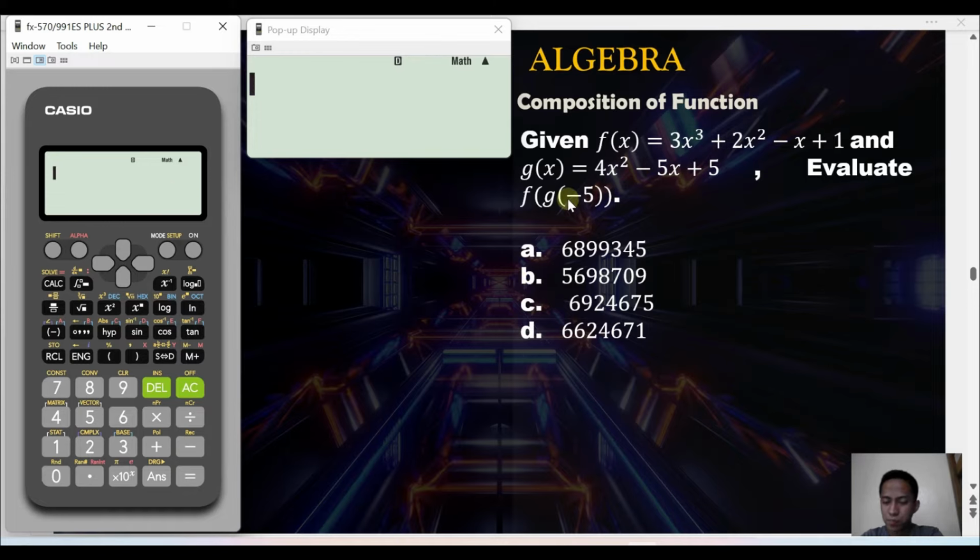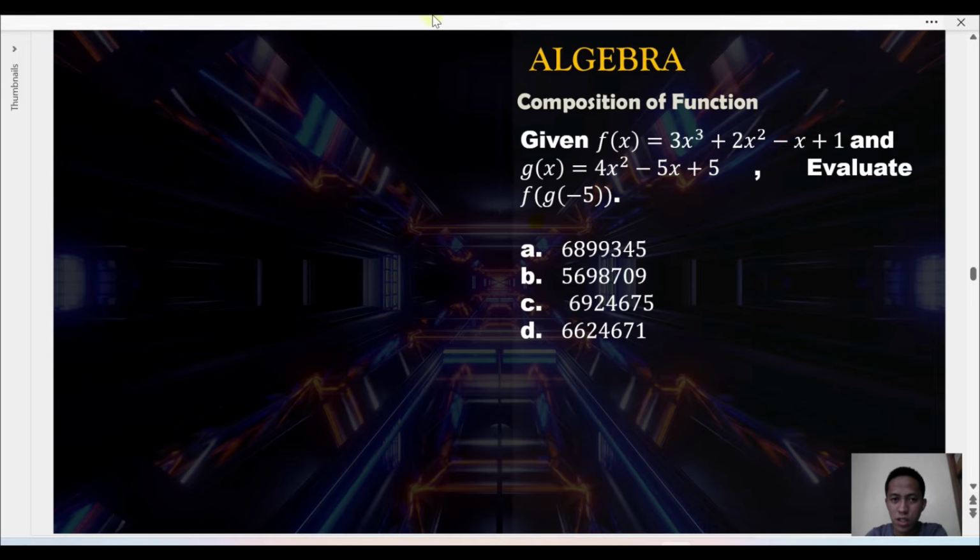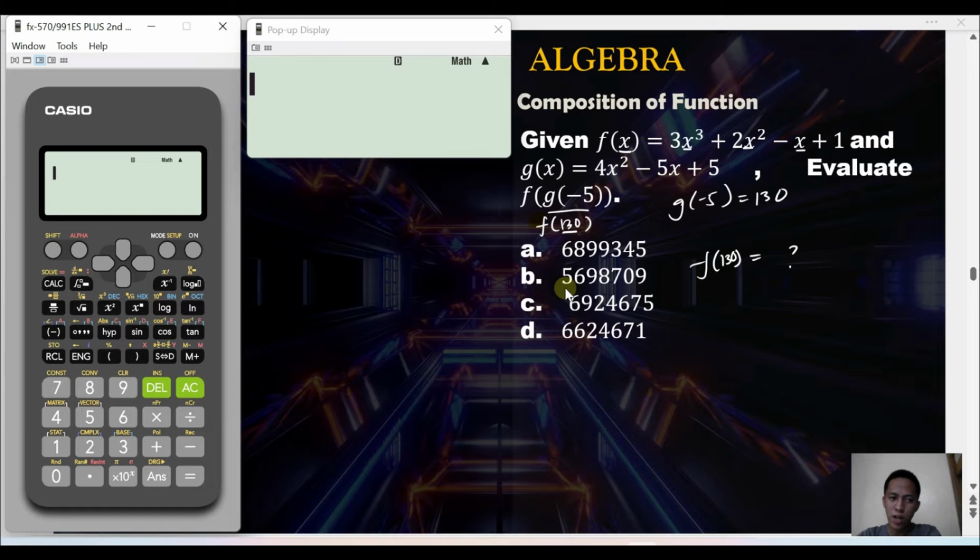So, sa problem na to, na-evaluate natin yung g of negative 5, that is 130. Okay? So, therefore, ito, f of 130. So, basically, i-substitute natin yung 130 doon sa ating mga x. Okay? To evaluate f of 130. So, using our calculator, so yung ating 130 nakastore na siya sa A. So, palitan lang natin yung x dito ng A para diretso na. So, 3 alpha A, okay, cube.